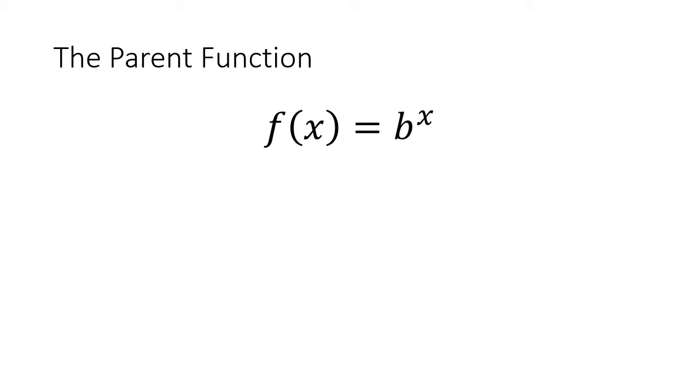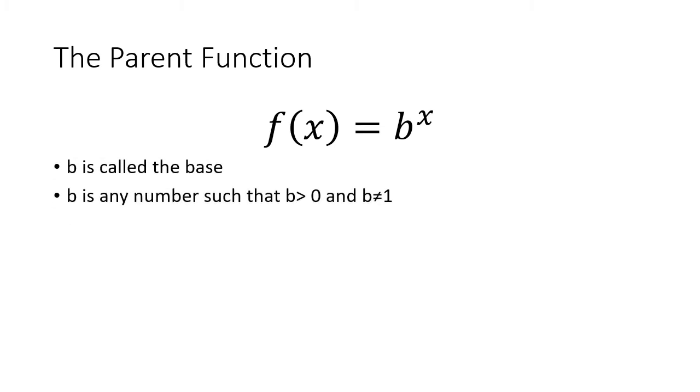Now there are actually many parent functions, as b, which is a constant, will yield different values based on whether it's greater than 1 or between 0 and 1. There are certain things about b that we just don't do in this class. b is called the base. b is any number such that b is more than 0 and not equal to 1.